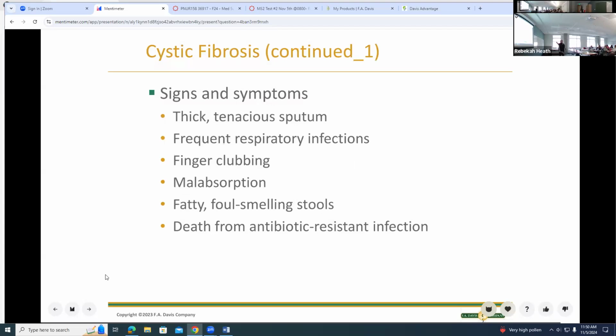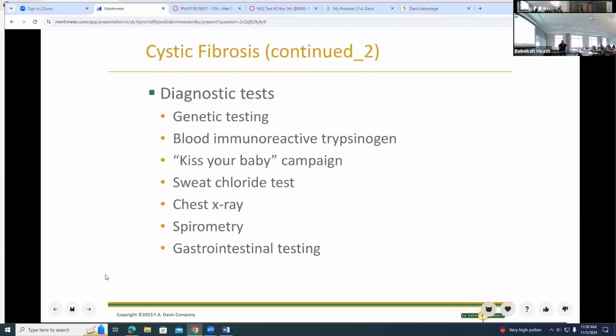They have fatty, foul-smelling stools, and they don't absorb their food very well. That's part of the pancreatic problem. Your pancreas produces enzymes to digest food, and if they're not producing them, they're going to have some digestive issues. And then oftentimes they can develop some resistant infections in the bronchi, and pass away from them.